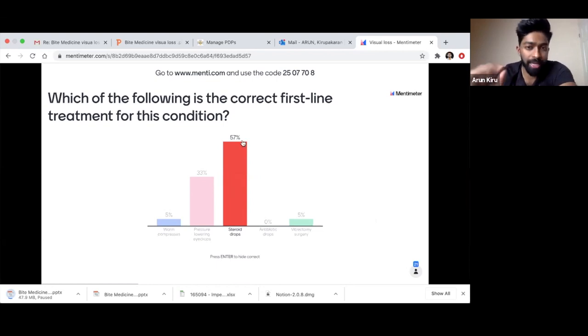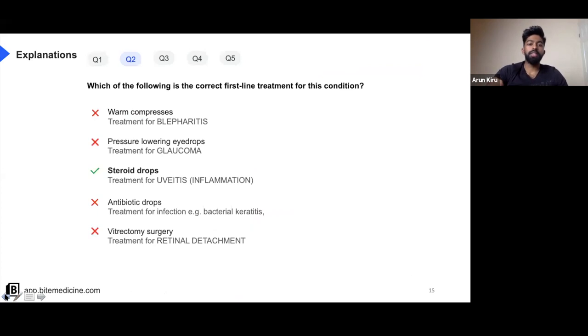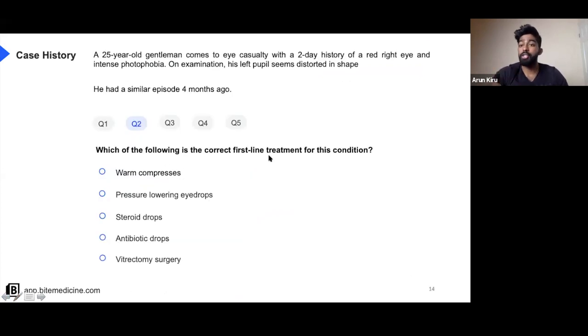Okay, so I'm glad that a lot of you are here to see this. So let's switch back to our PowerPoint, and then we'll see exactly why, because this comes up every single time with ophthalmology. So the first thing we need to think about is, what is the condition here? And that's where we can work out what it is. So we've got a right eye, a young man, 2-day history, and he's got photophobia, and his left pupil seems distorted in shape.